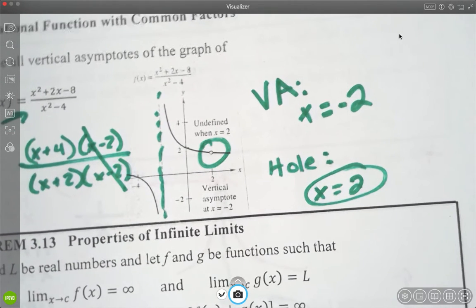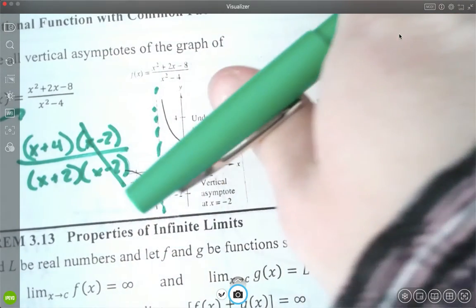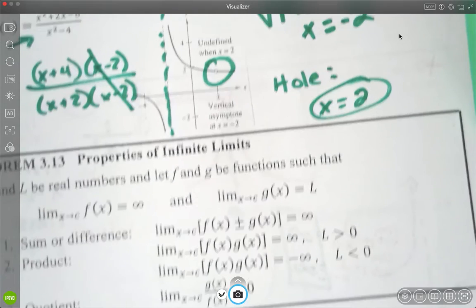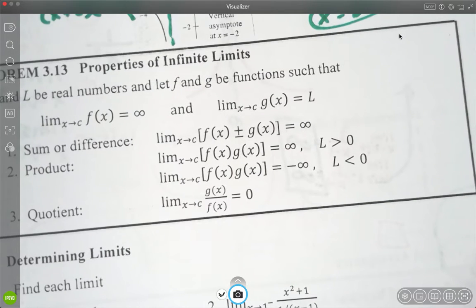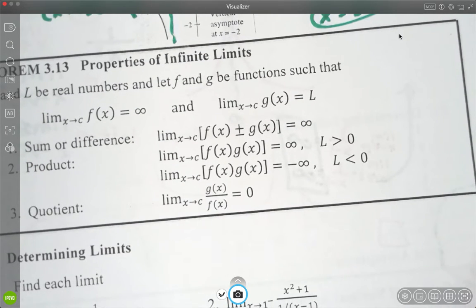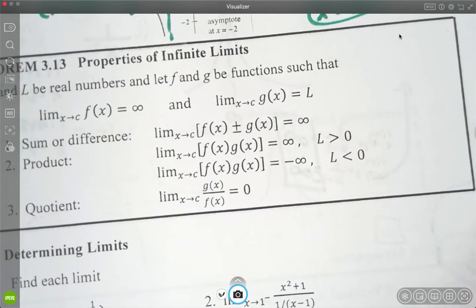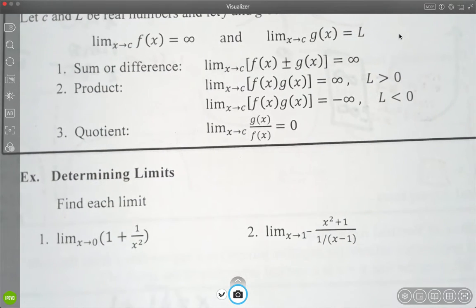We don't care. Be quiet. You don't care about that theorem? What theorem? Did I skip one? No, this is the theorem. Yeah. Oh, no. I put the theorem up there. We're going to talk about it.